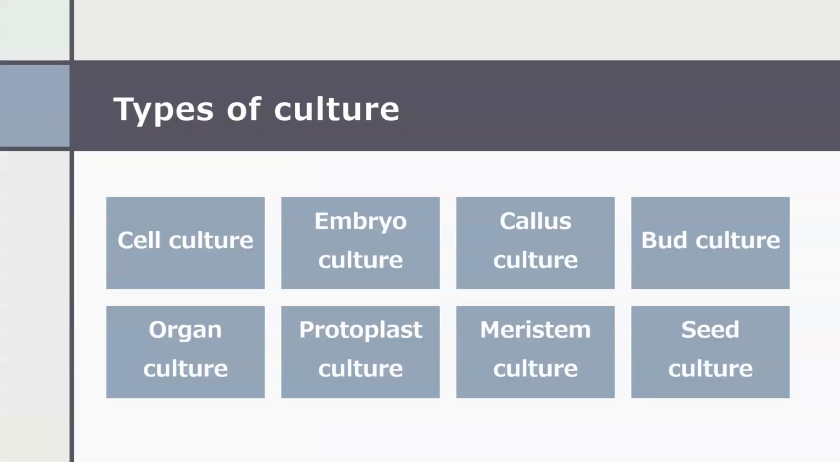Different types of plant tissue culture include single-cell or cell suspension culture, embryo culture, callus culture, bud culture, organ culture, protoplast culture, meristem culture, and seed culture. Plant tissue culture is a valuable tool for studying morphogenesis, cell signaling, physiology, molecular biology, and biotechnology-assisted crop improvement. The impact of plant tissue culture technology on agricultural biotechnology is substantial.